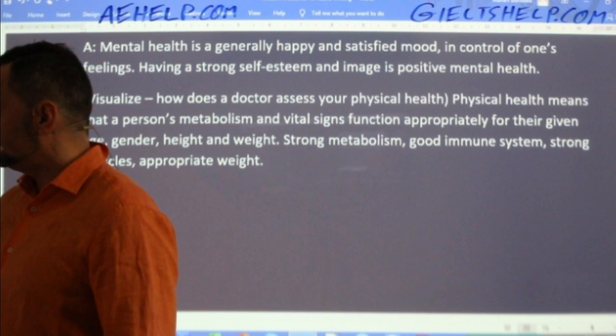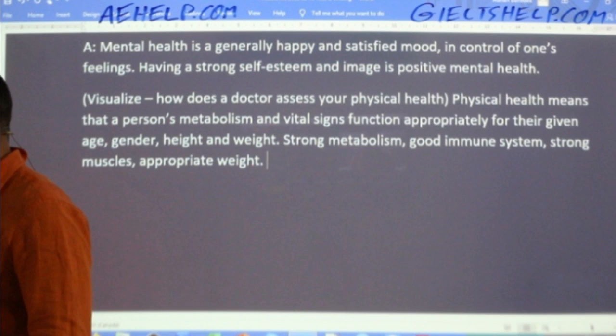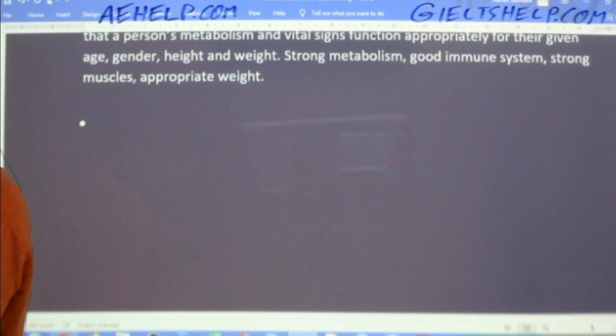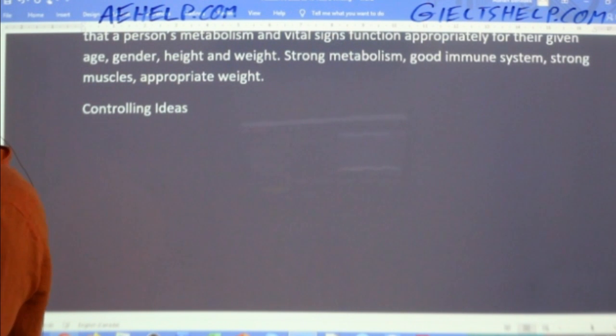Now, why is mental and physical health important? Okay, we can get onto that, but let's get into our controlling ideas, okay? So for now, it's enough to have just the what for the topic. Now we want to go to our controlling ideas.